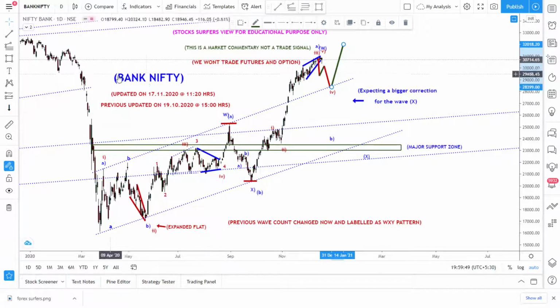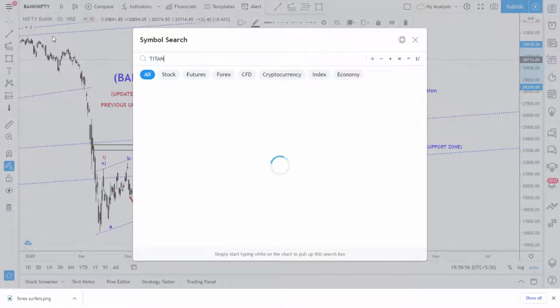And I will show you all the Bank Nifty stocks, then we will come to a conclusion like I said in that Nifty. So let's move on to Titan.